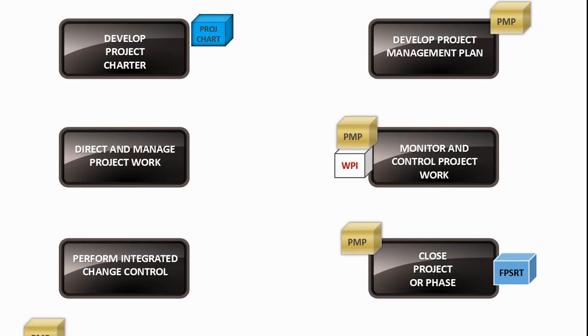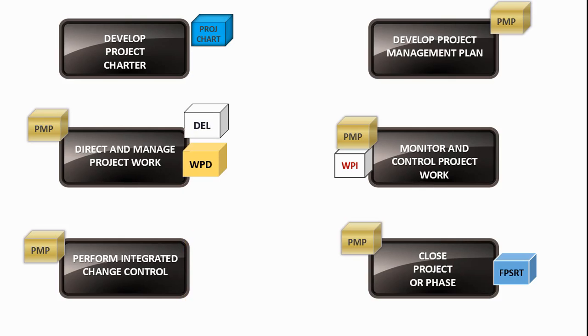Also, close project or phase has the project management plan as an input, and so do direct and manage project work and perform integrated change control. Bear in mind that deliverables are a big ticket item of direct and manage project work, and so is work performance data. That work performance data will fuel all of the monitoring and controlling processes outside of integration. Don't forget that. You might want to rewind to hear that again.